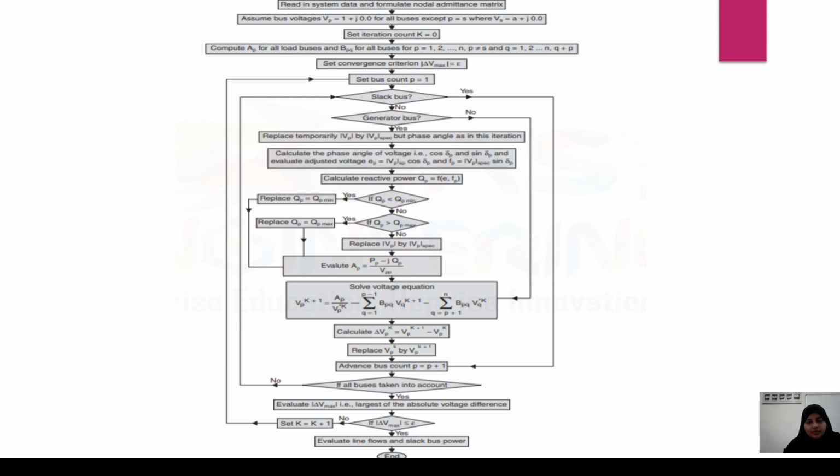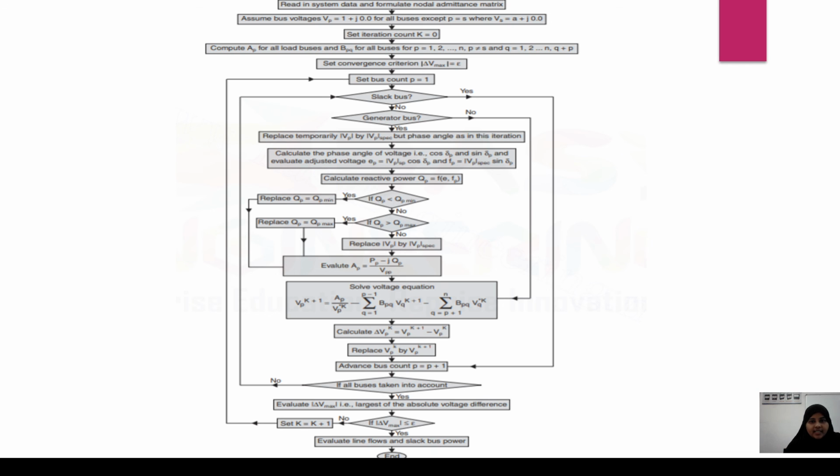Then we have seen the flowchart for a Gauss-Seidel method. First we have to start, read in system data and formulate nodal admittance matrix. Assume bus voltage Vp is 1 plus J0 for all buses except P is equal to S, where Vs is A plus J0. Set iteration count K is equal to 0. Compute AP for all load buses and BPQ for all buses. Then set convergence criterion, mod of delta Vmax is epsilon. Set bus count is P is equal to 1.